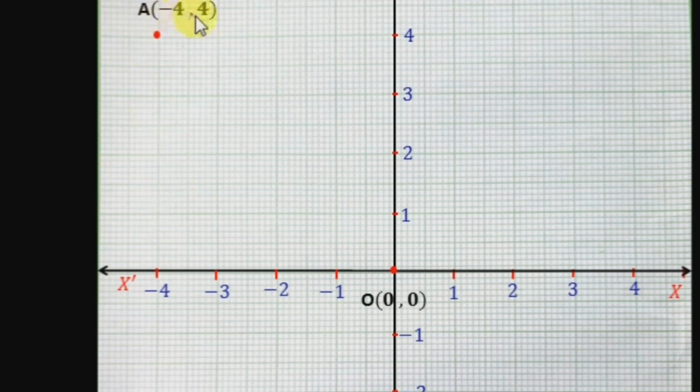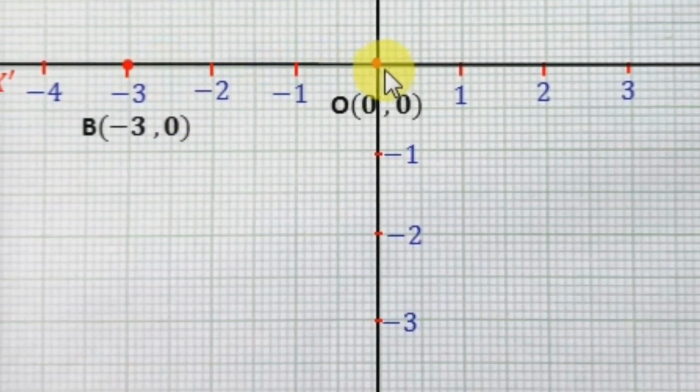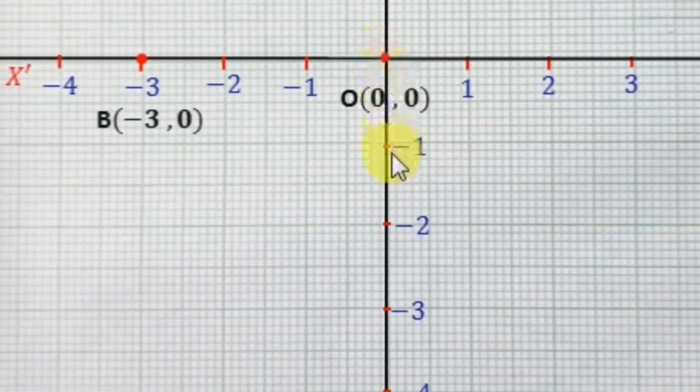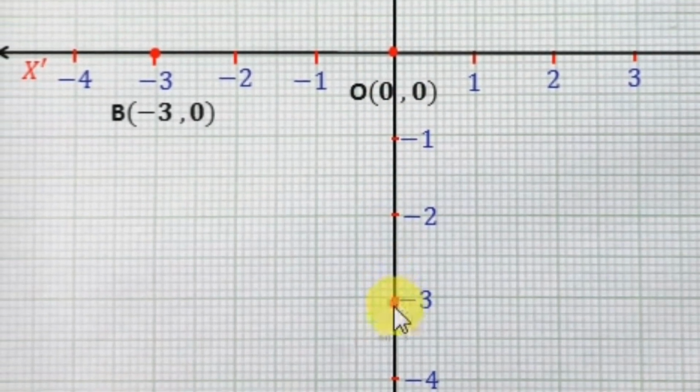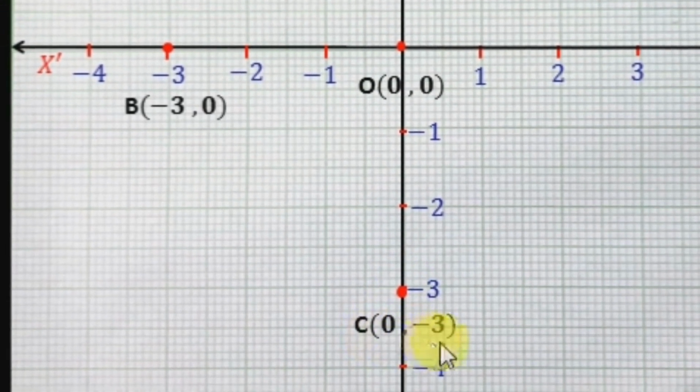So A is (-4, 4). B is (-3, 0). 1, 2, 3. So (-3, 0) is here. B is (-3, 0). C is (0, -3). It's (0, -3). 1, 2, 3. So your C is (0, -3).